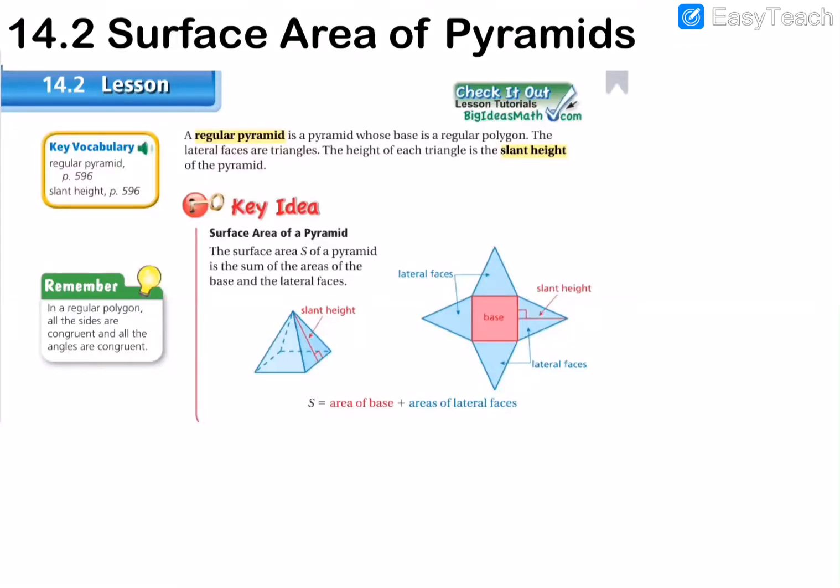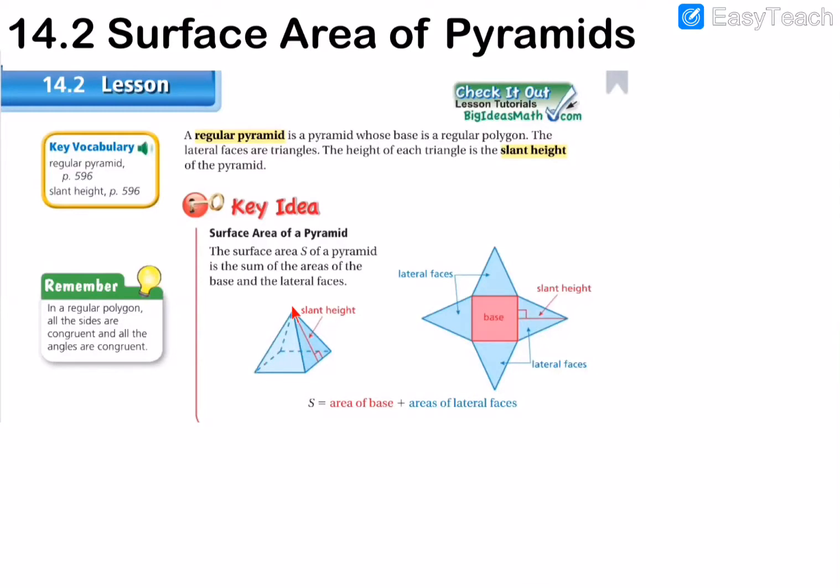Okay, hello everybody. We're going to go ahead and start chapter 14.2, which is surface area of pyramids. So we've been working on the surface area of prisms. Now we're starting the pyramids. A pyramid looks like this shape where it has a base on the bottom, and depending on what shape that base is on the bottom, that is the type of pyramid that it is. And the pyramid is when the lateral faces are all triangles and they come up to a point.